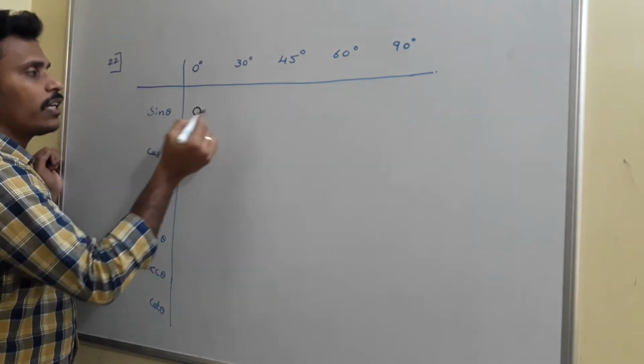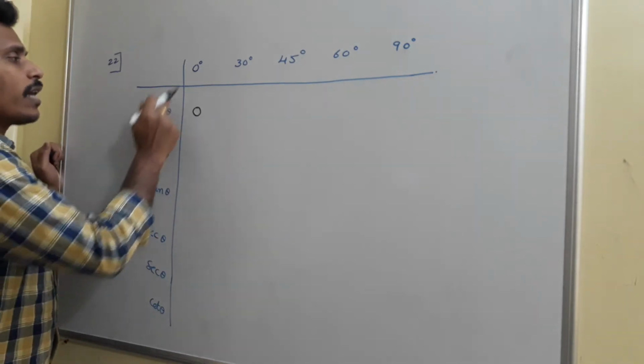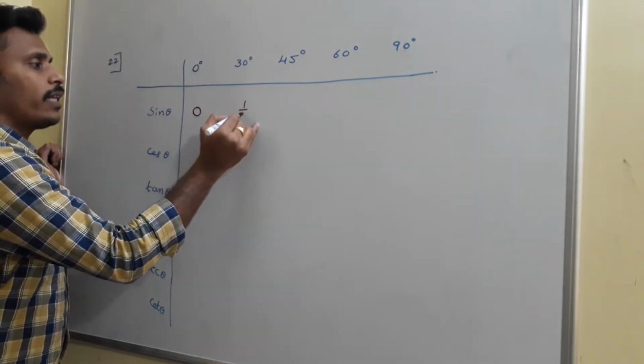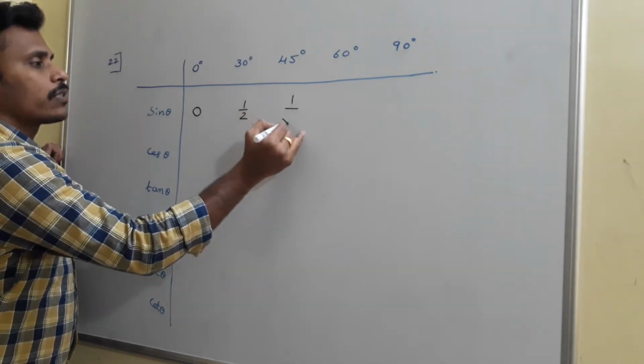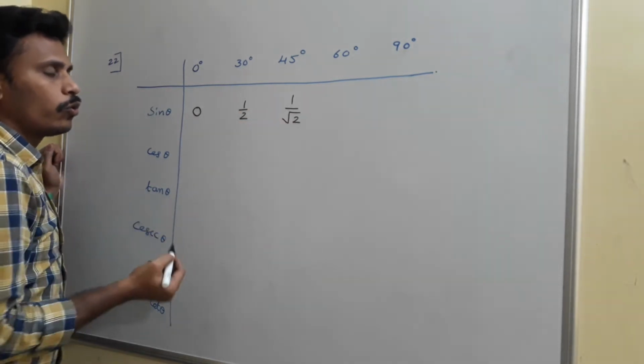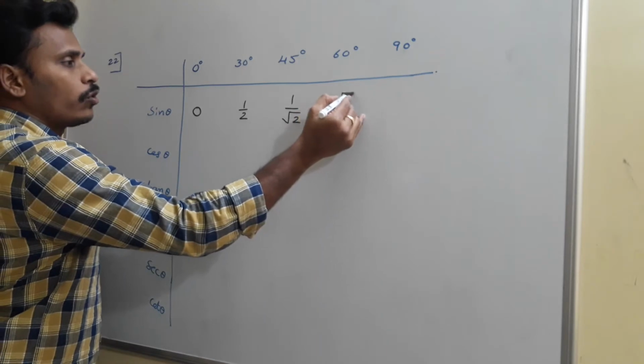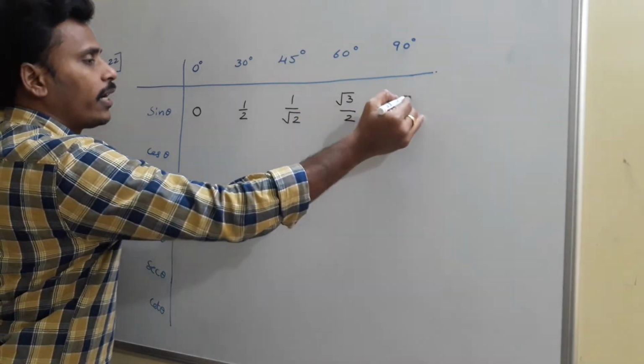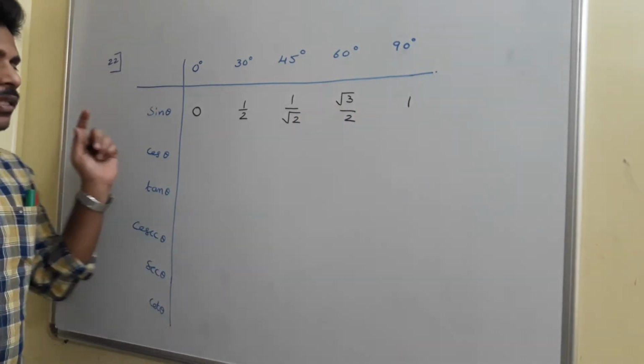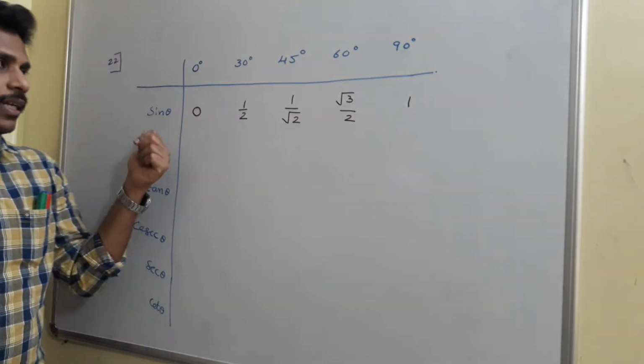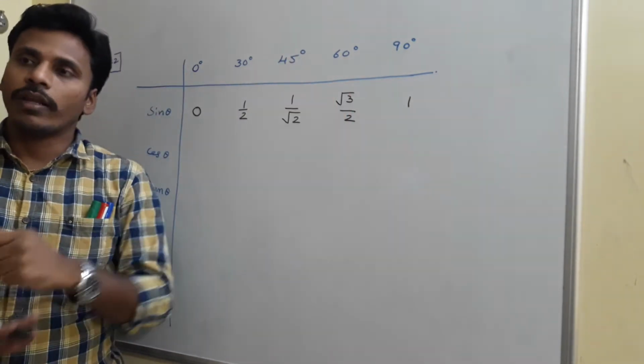That is, for sine theta you need to memorize the values. Sine 0 degrees is 0, sine 30 degrees is 1 by 2, sine 45 degrees is 1 by root 2, sine 60 degrees is root 3 by 2, whereas sine 90 degrees is 1. These are the values for sine theta related to the corresponding angles.